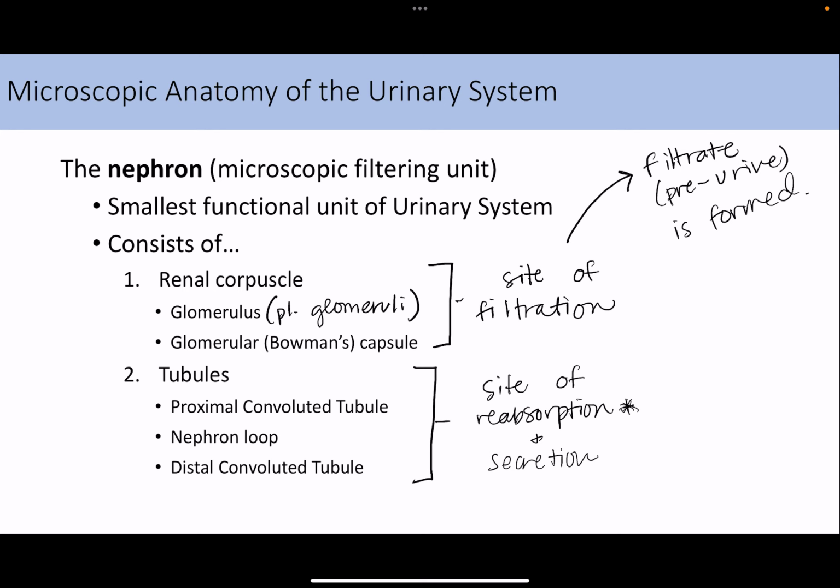Okay. You said it's ascending and descending loops? Limbs. Limbs, yeah. And I'll write that out in a second, yeah. So reabsorption and secretion are how we make adjustments to filtrate.